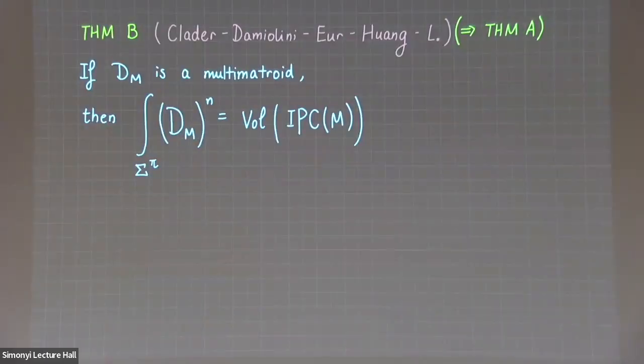And our theorem that computes the intersection number, which will imply theorem A, is that if D_M is the divisor of a multimatroid, then the top degree intersection power of this D_M will be computed as the volume of this independence polytopal complex.